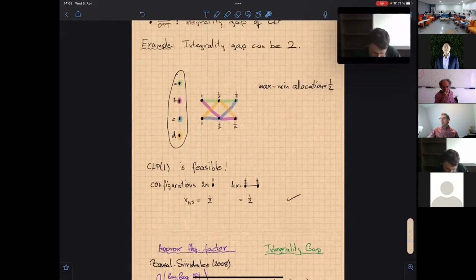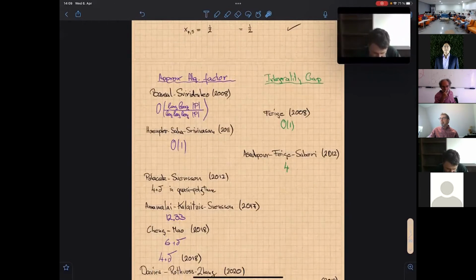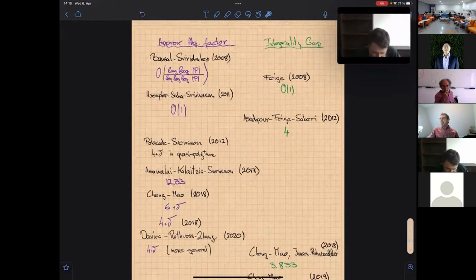Now, obviously, after Bansal and Sviridenko introduced this configuration LP, there was great interest. First of all, they already used it to derive an approximation algorithm with a factor which was depending on P. Earlier, there was nothing known. So it was depending on P, but very weakly.